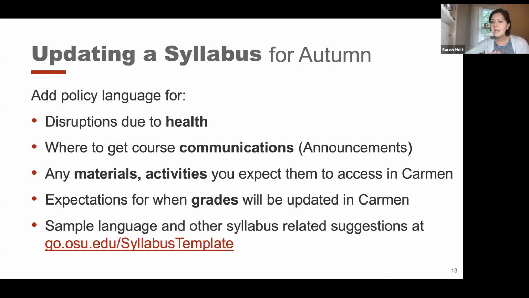So definitely you're going to want to revisit your normal syllabi language and add some policy for what you want to do when something is disrupted due to health. So that includes if students are healthy but self-isolating because they may have come into contact and they're waiting for some test results. What should they do if they're sick or a family member is sick? What are you planning to do if you get sick? Let them know that you have a backup plan, or if your family member is sick or you need to self-isolate.